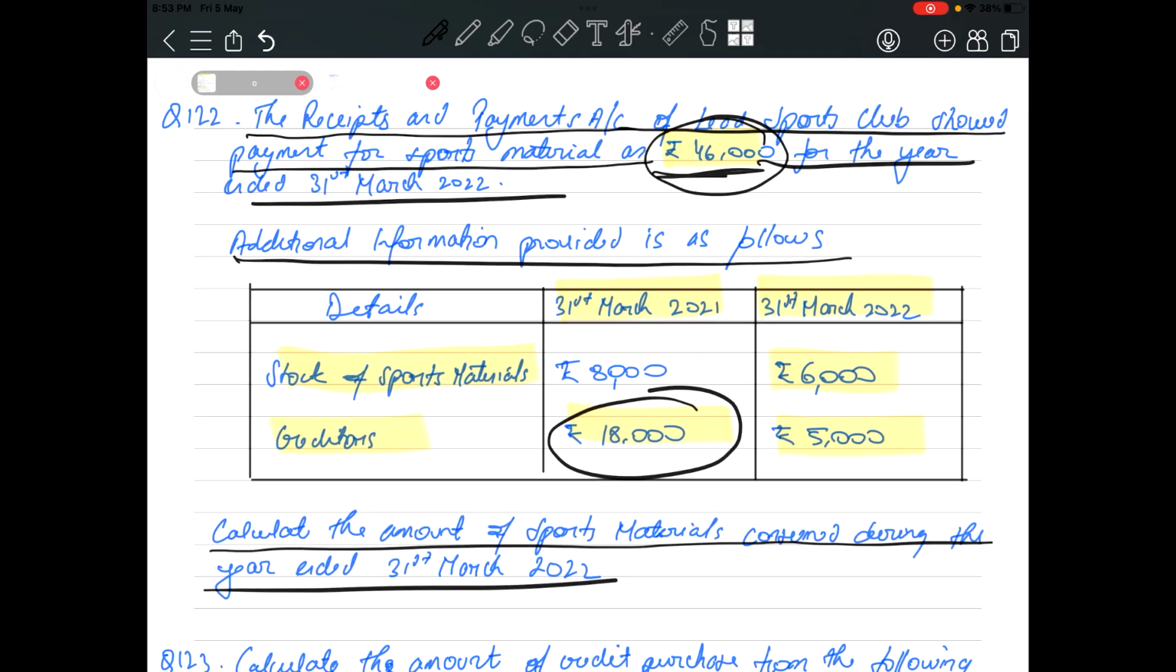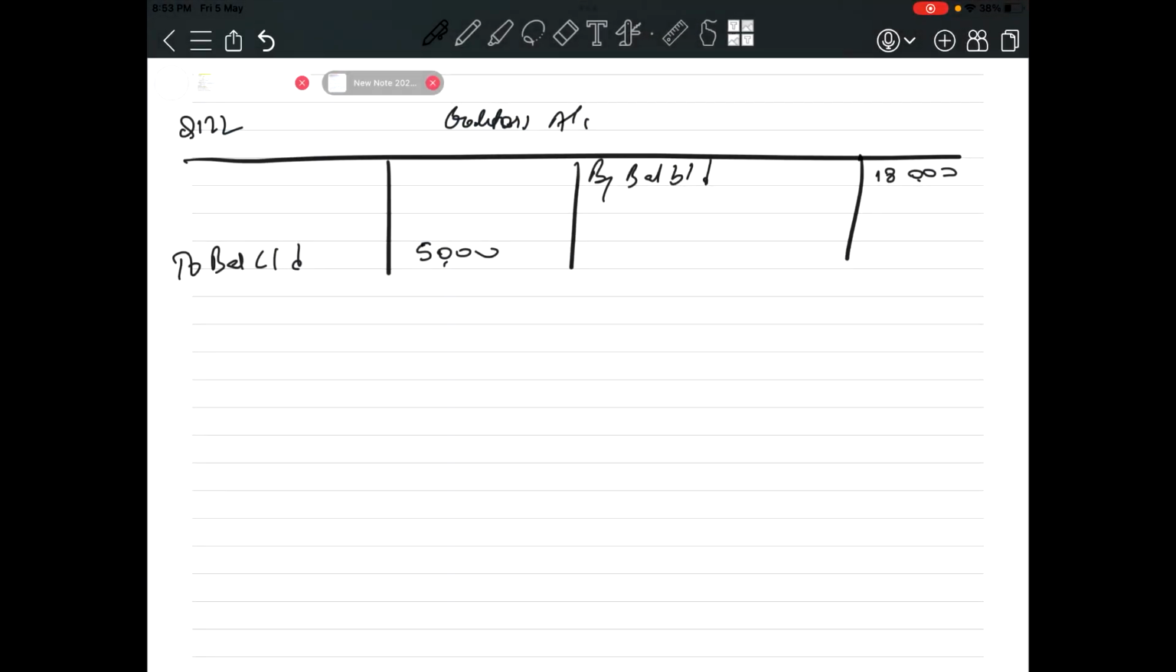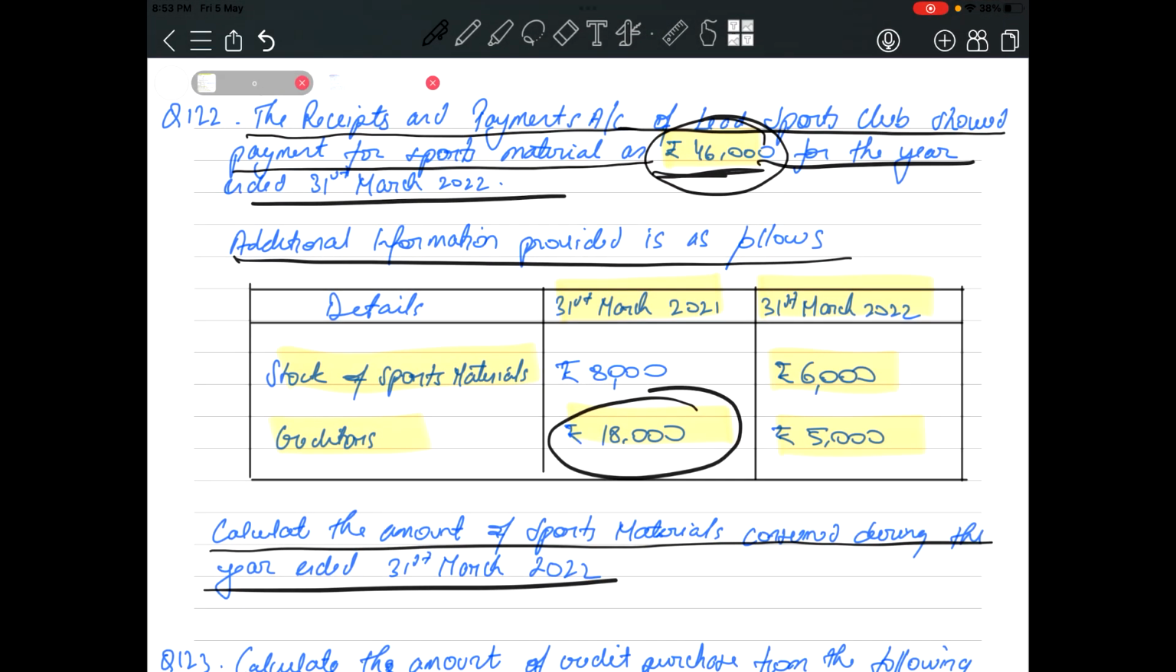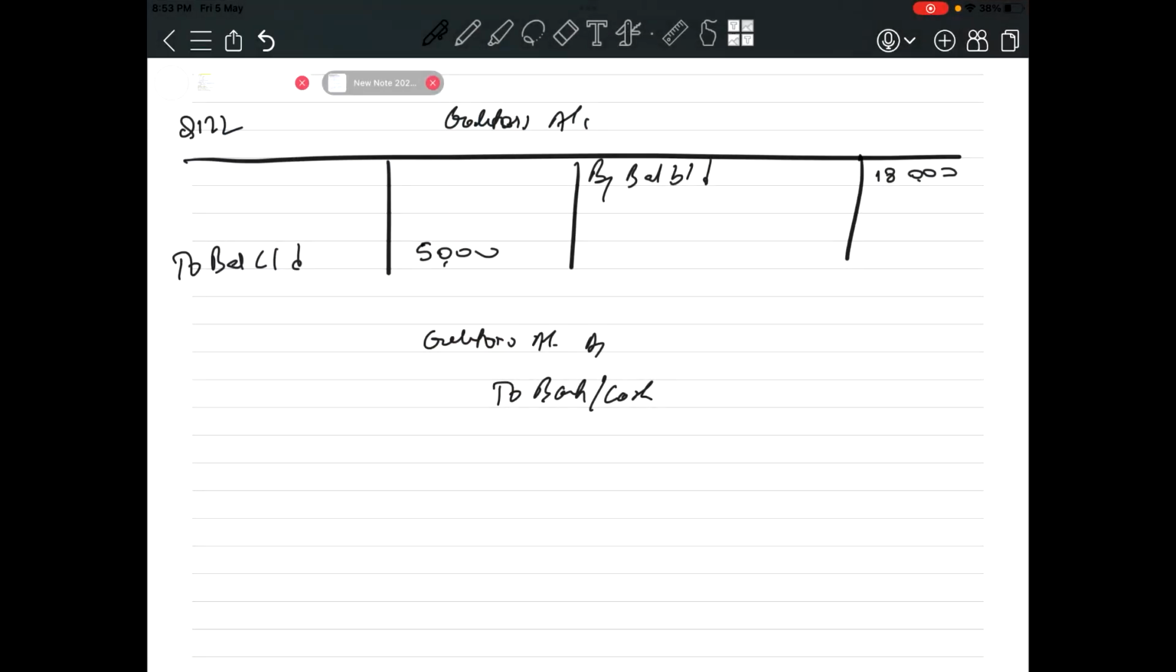So we have made a payment of how much? We have made a payment of 46,000. So what will be the journal entry? Creditors account debit to bank or cash, 46,000. Where will it go? It will go to the debit side, right? So creditors are decreasing, by cash or bank 46,000.